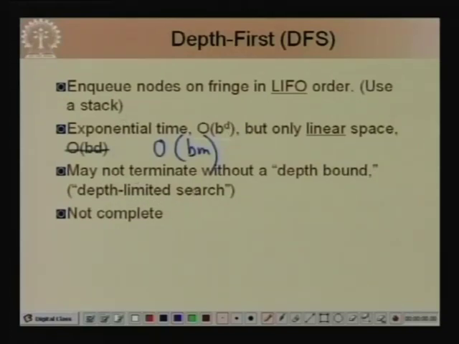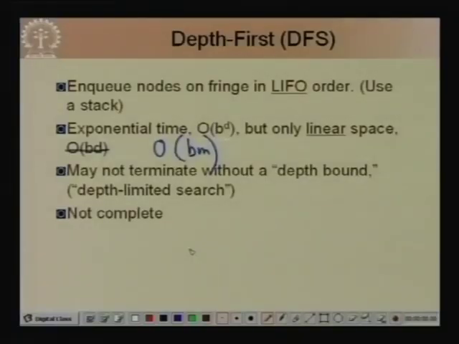Depth first search may not terminate if the search tree is infinite. However, if it does terminate, the time taken is equal to the size of the search tree, if the search tree is finite, at the worst case, and the space taken is order of depth of the search tree. So, one advantage of depth first search is that it only takes linear space. However, the other characteristics are not that good in the sense that it is not complete. It may not be able to find the solution if the search tree is infinite. And when it does find a solution, the solution may not be an optimum solution.